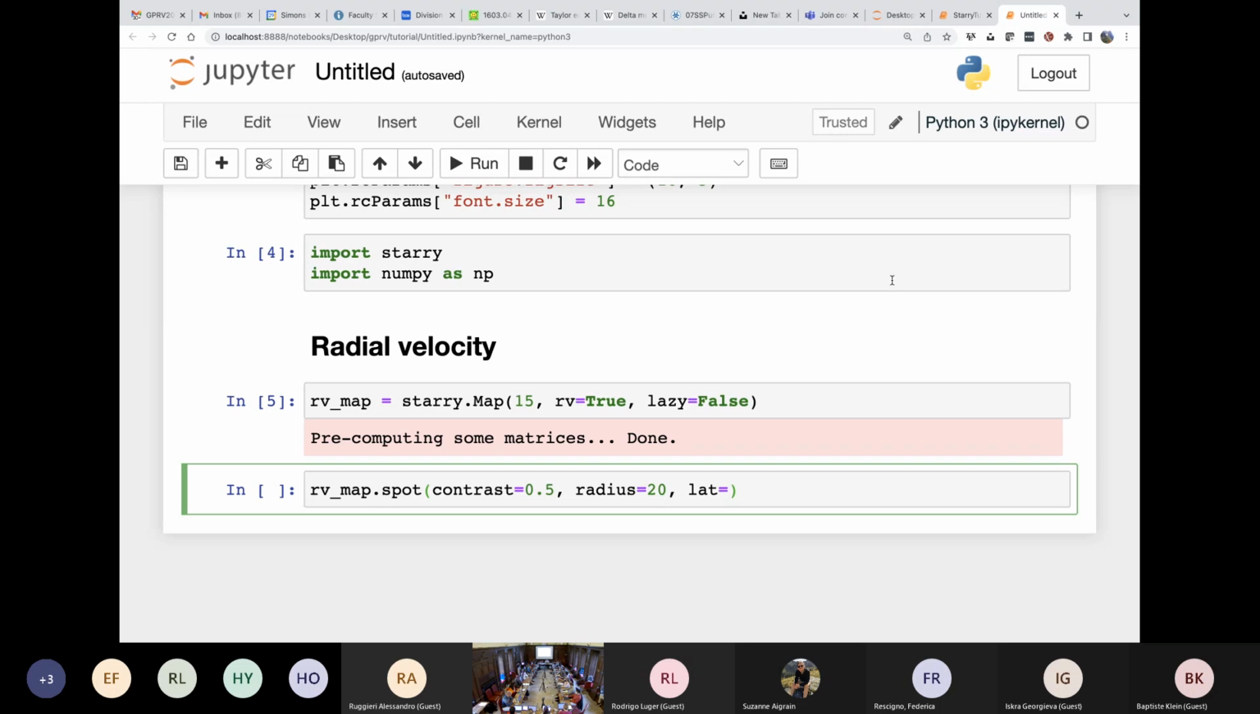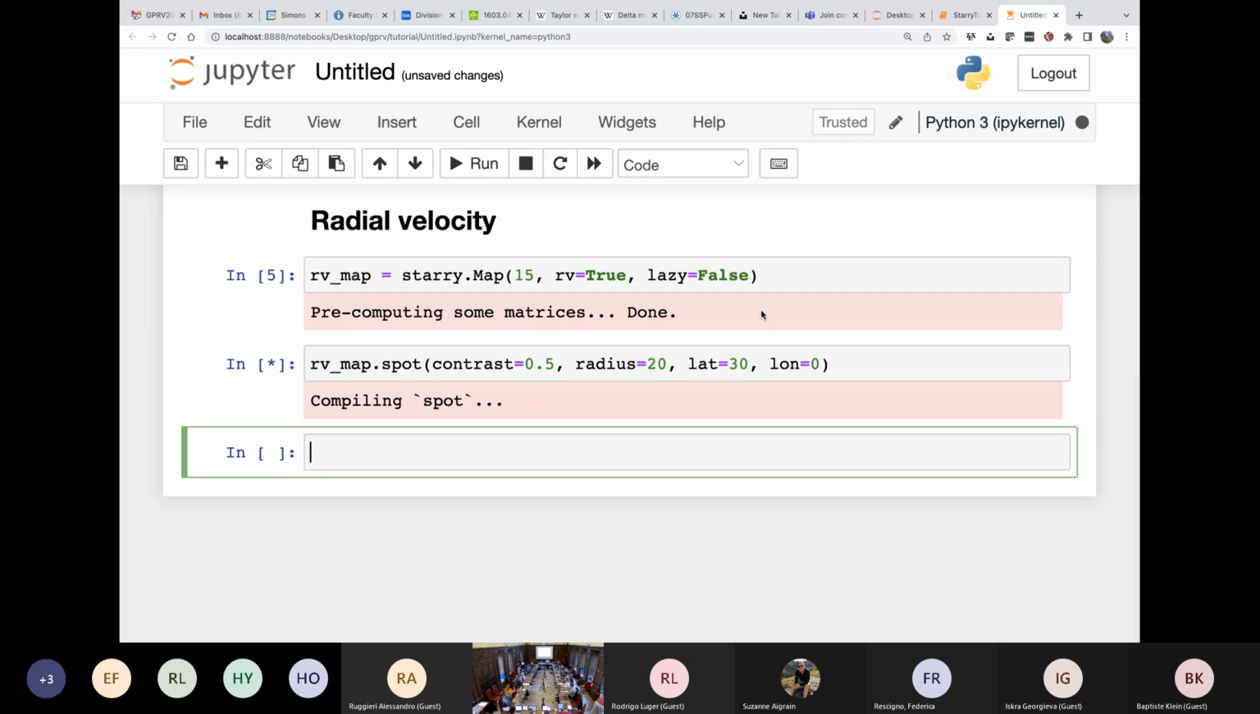Radius of 20. What does that mean exactly in terms of relative size of your feature with respect to the star? It's 20 degrees. You'll see what it looks like in a second. So let's put a latitude of 30 and a longitude of 0.